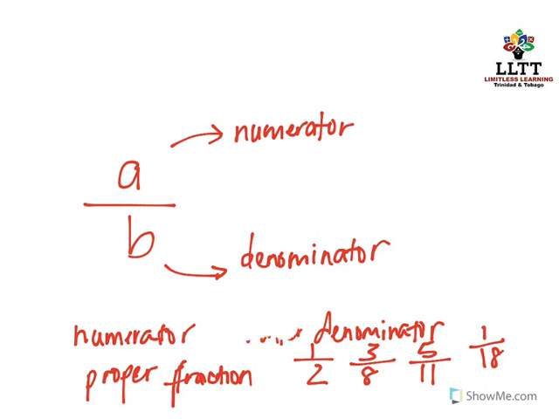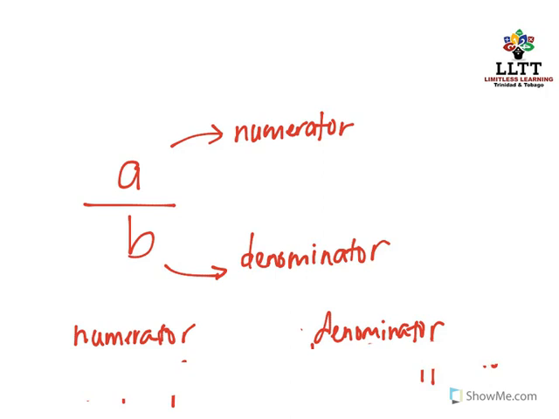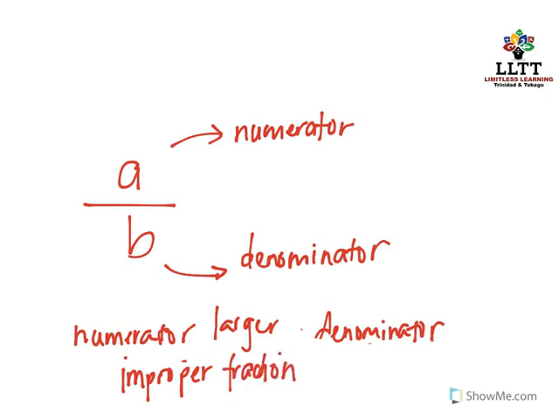If instead our numerator is larger than our denominator, then this is known as an improper fraction. An example of this will be 4 over 1, 5 over 2, 101 over 71. Any number where the number on top, which is your numerator, is larger than your number below, which is your denominator, is known as an improper fraction. So we have proper fractions and improper fractions.